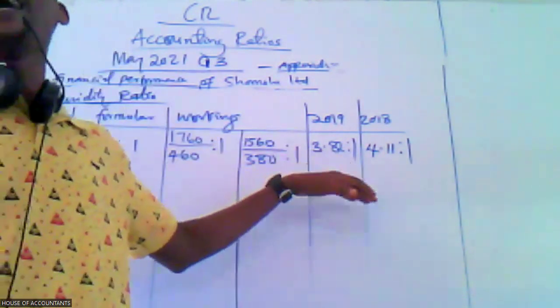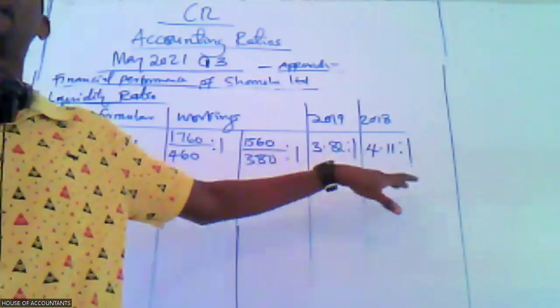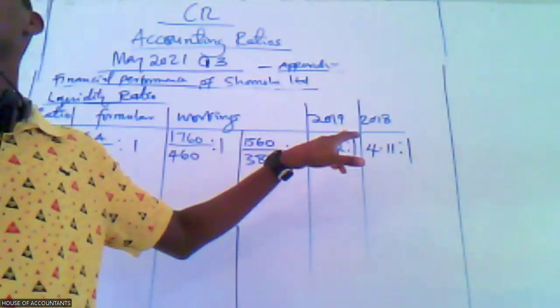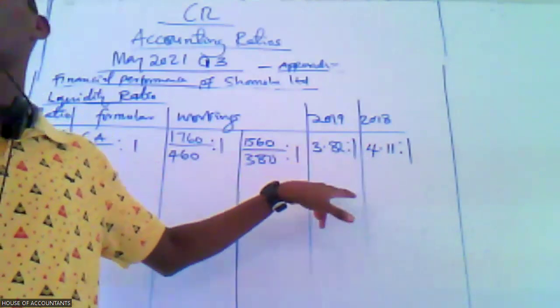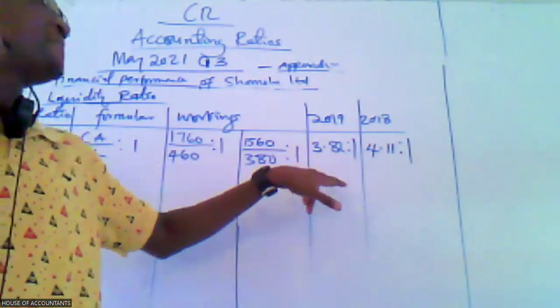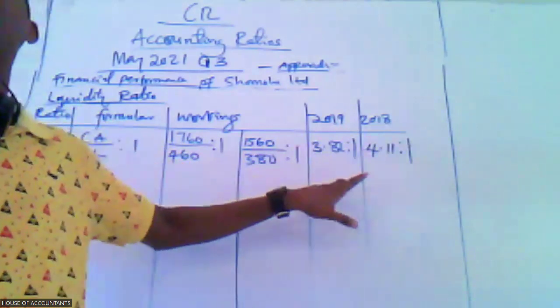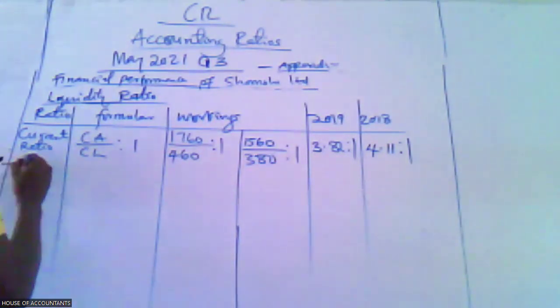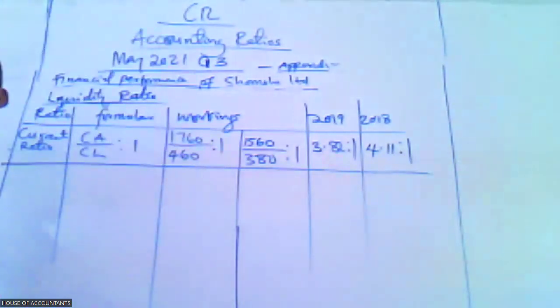They are both doing fine. They are doing fine in both years because it's up to 1 ratio. It's more than 1 ratio 1. But they are doing better in 2018 than 2019. So what you want to explain, that's why I'm going to explain.